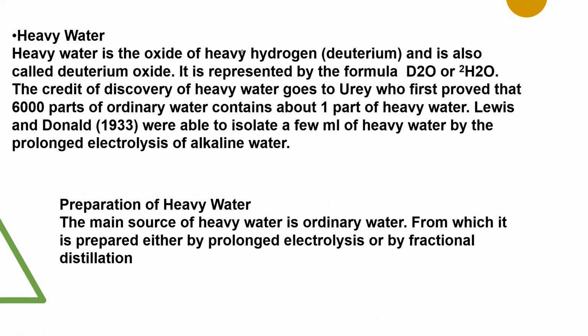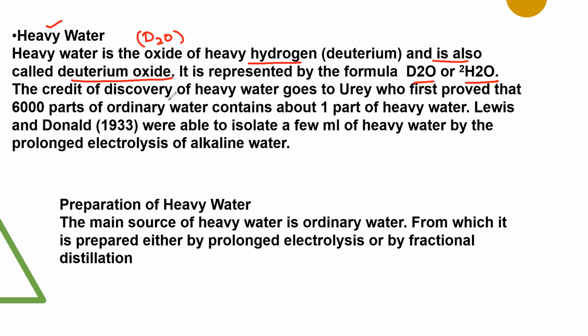So next, heavy water. What is heavy water? It is also called deuterium oxide, D2O. Heavy water is the oxide of heavy hydrogen deuterium and is also called deuterium oxide. So the isotope of hydrogen, deuterium, along with oxygen is called heavy water. It is represented by the formula D2O or 2H2O.